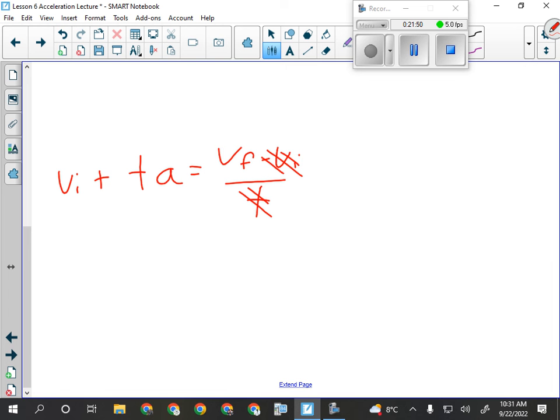Okay, so let's try this. Instead of solving for VF, now I want to solve for VI.